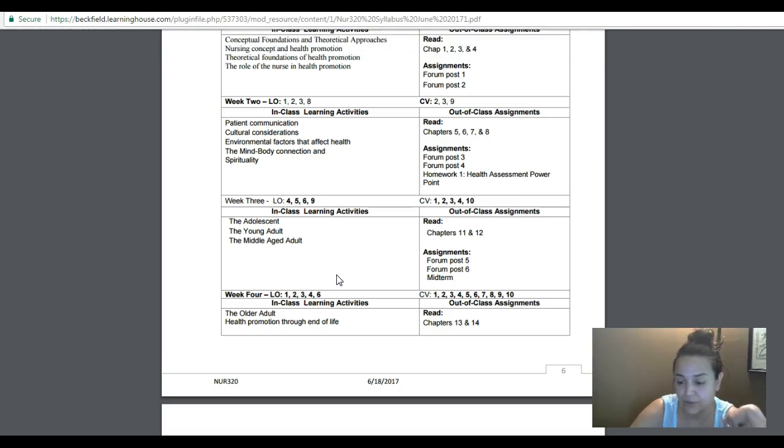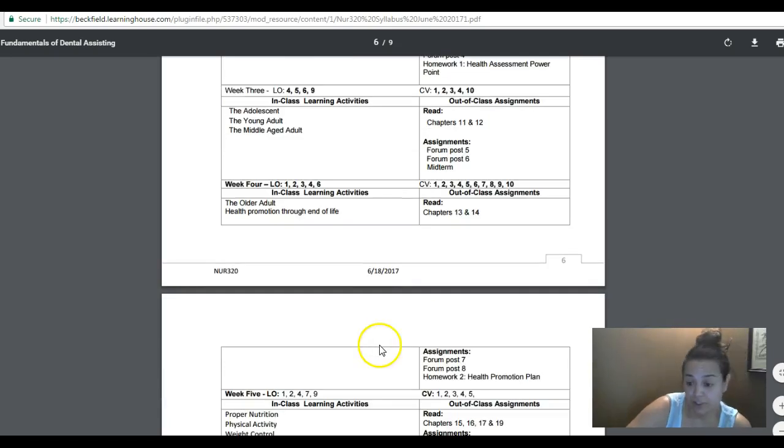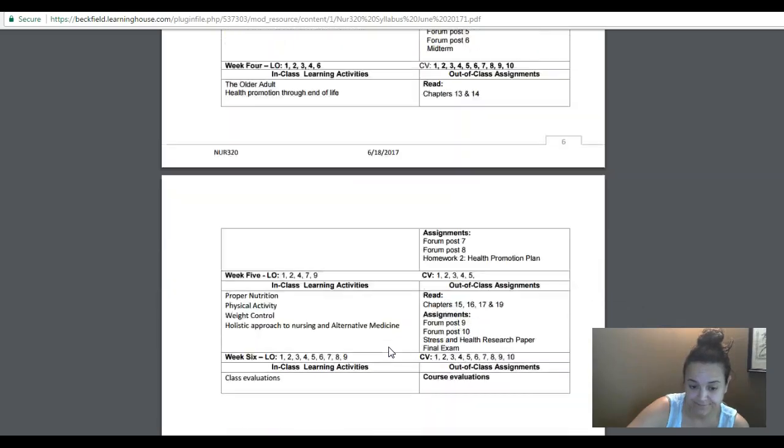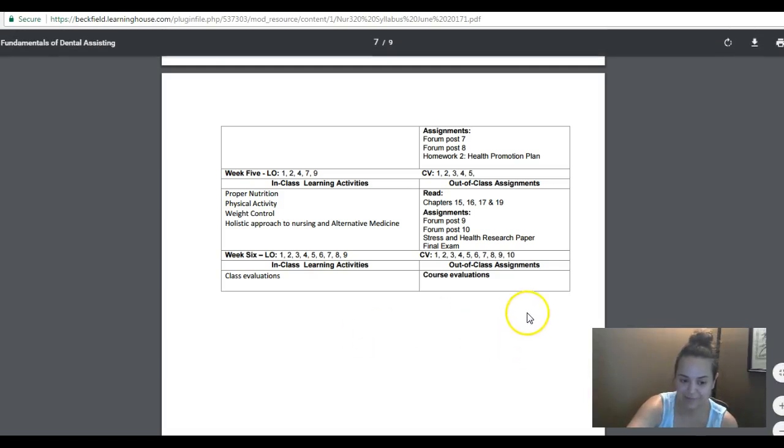Week 3 we're going to talk about health in adolescents, young adults, and middle-aged adults. And I will touch a little bit on peds. You're not going to be tested on it or have to write anything, but I am going to do some pediatric 0 to adolescent, because I'm sure some of you work in peds, and it's important that you know that. Then week 4, we're going to hit the older adults, the gerontological aspects, and then health promotion through end of life. Week 5, we're going to talk about nutrition, physical activity, weight control, and then holistic approach.